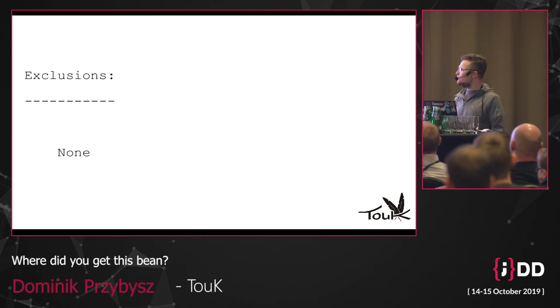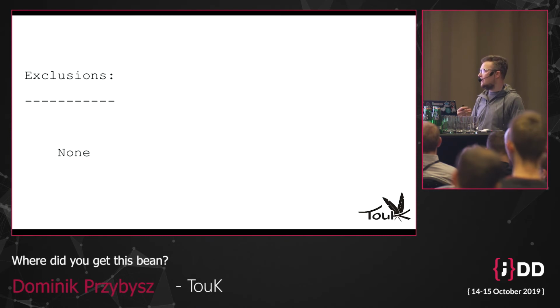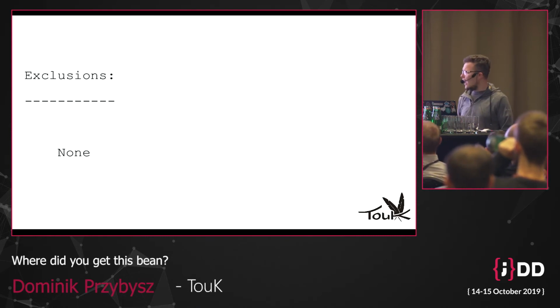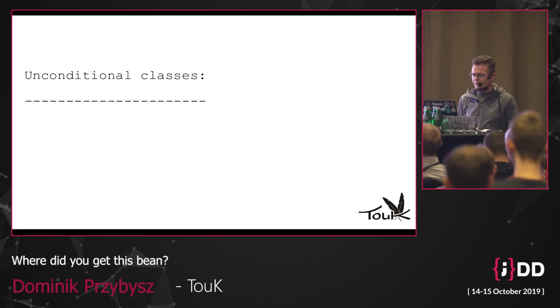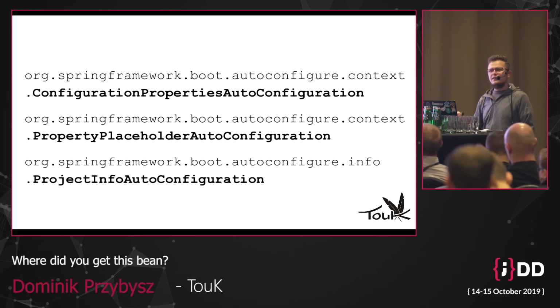We have also exclusions, in which we can find all the auto configurations that have been excluded by the SpringBootApplication or EnableAutoConfiguration. And we have also the unconditional classes. Unconditional classes are all the auto configurations that don't have any conditionals on top of them.